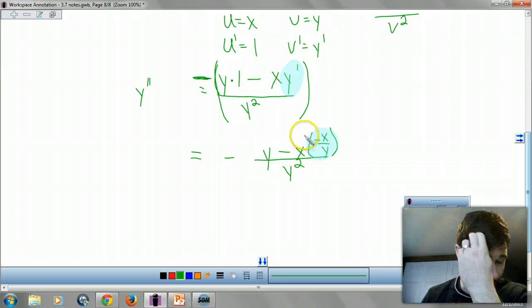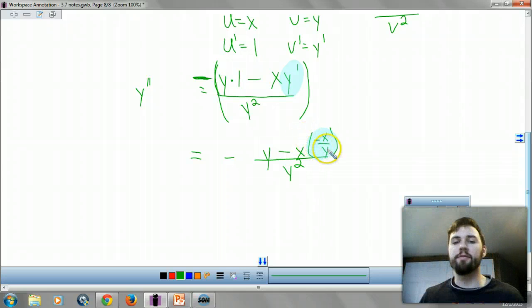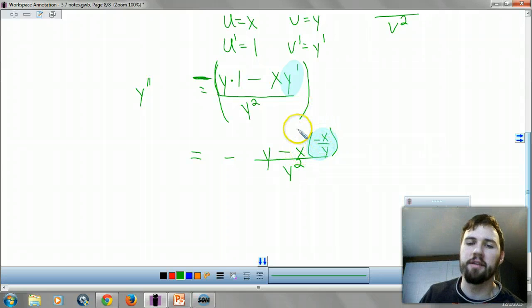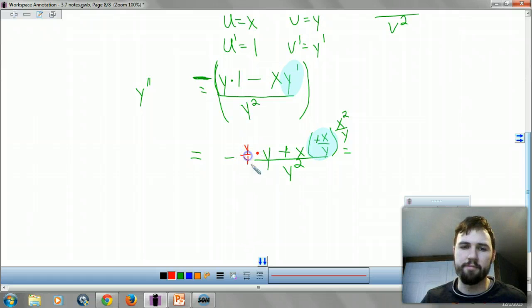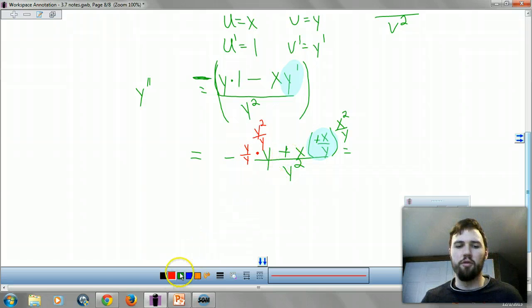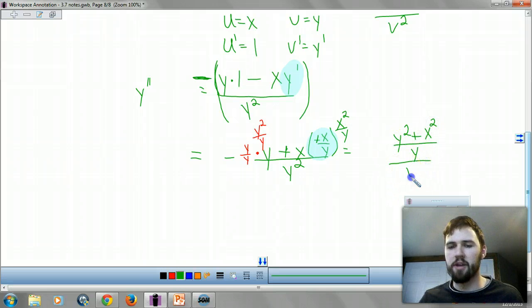I'm going to do something kind of tricky, guys. Bear with me. Negative x times negative x is going to make that an x squared over y, right? A positive. Over here, let's find a common denominator. So let's multiply this by y over y. So this would actually become y squared over y, right? So y squared plus x squared all over y squared. Negative sign in front of this whole piece.